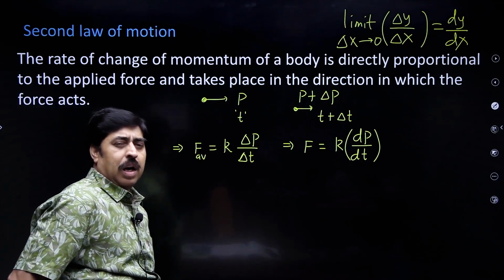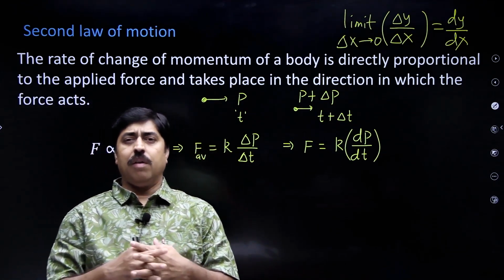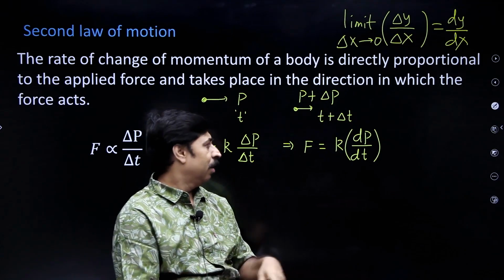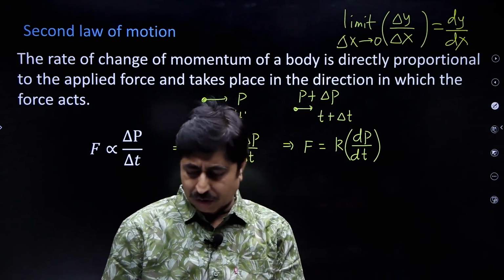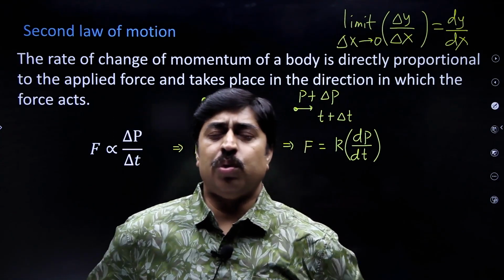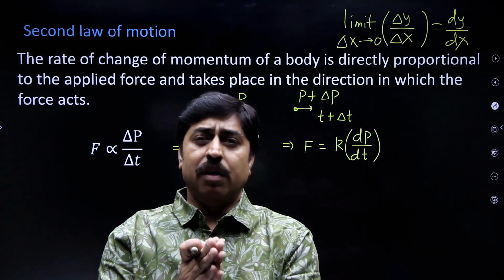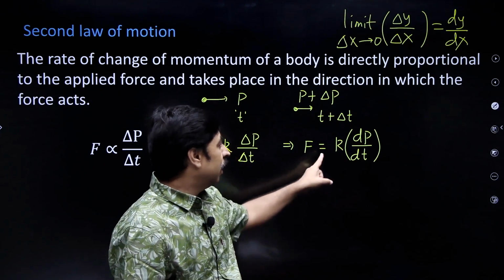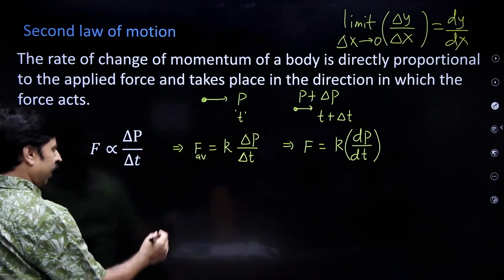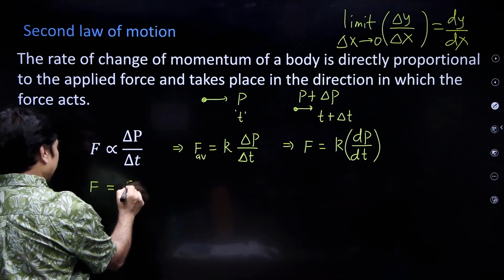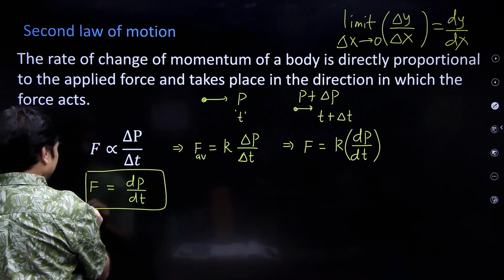Now, unit of force has been chosen in SI system. We have chosen the unit of force such that this proportionality constant becomes 1. It is a proportionality constant and we are free to choose the unit of our force. So the unit of force has been chosen so that this proportionality constant becomes 1. That should not worry you much actually, and this equation is written as F is equal to dp by dt. What does this equation tell you?